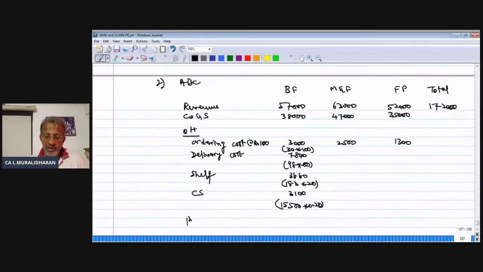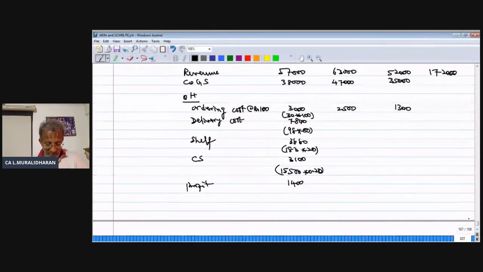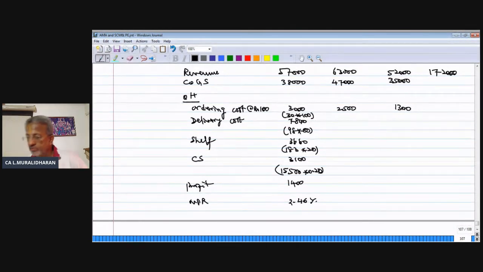So we are expected to arrive at the profit. How do we arrive at the profit? 57,000 minus 38,000 minus 3,000 minus 7,840 minus 3,660 minus 3,100. That should give you 1,400. So 1,400 divided by 57,000 in percentage, that comes to 2.46 percentage net profit ratio. This way you are expected to arrive at it for other items and bring out your interpretation.